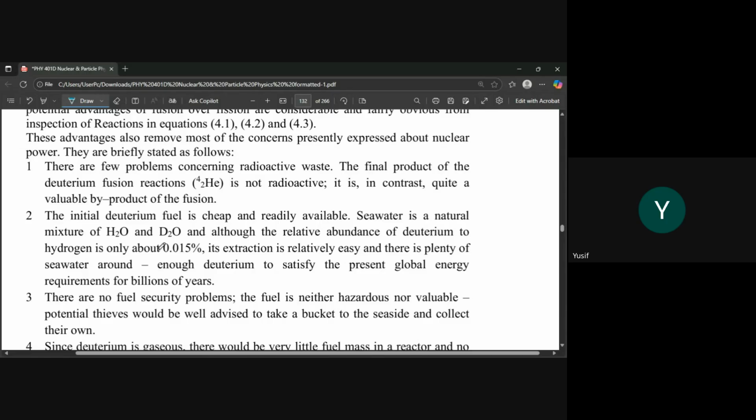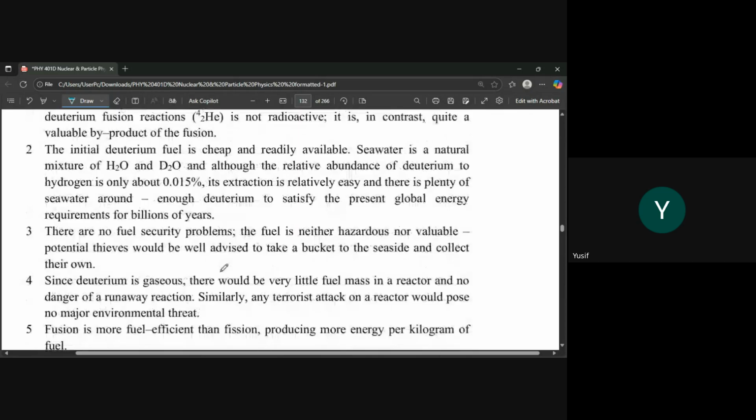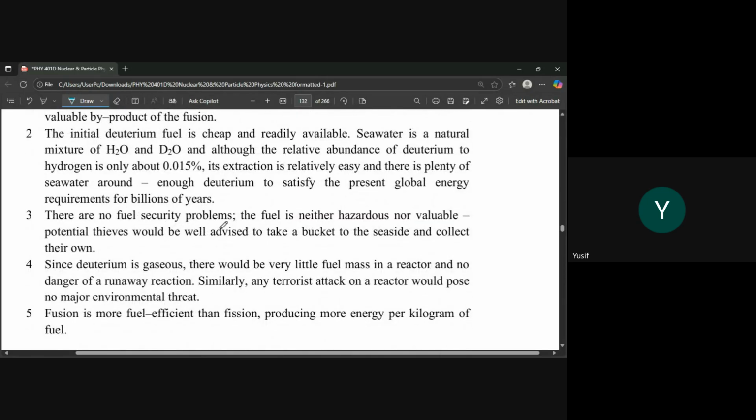And also, there are no fuel security problems. That the fuel is neither hazardous nor valuable. Potential thieves will be well advised to take a bucket to the seaside and collect their own.